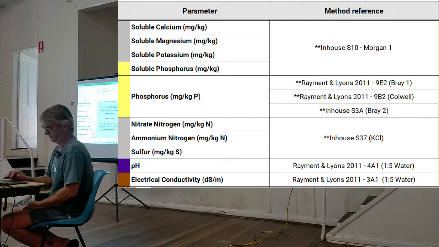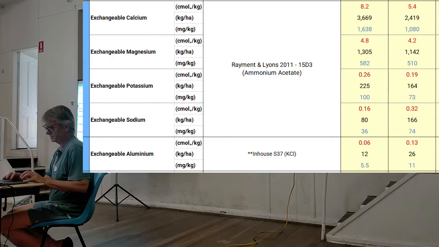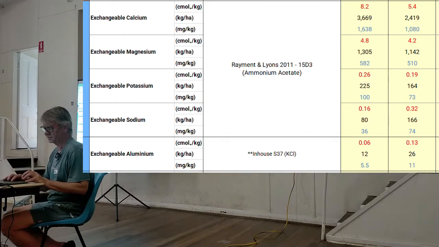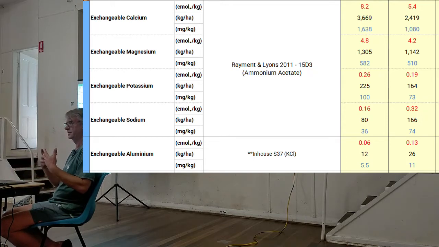I'll go a little bit further down here. I wanted to talk about another confusing thing, the exchange. You can see we've got 3 units, and you've got 3 numbers. All of them are completely different. The centimole per kilogram number is the exchangeable calcium expressed in terms of its molecular weight and its charge.